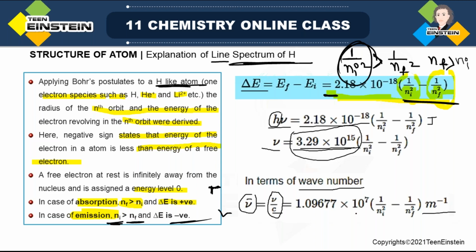1.09677 into 10 to the power 7, rest of the part as it is. Remember, the unit is meter inverse because nu bar is nothing but 1 by lambda, and lambda is wavelength, a distance unit. So nu bar must be distance inverse, that is why it is meter inverse. Now, if you remember, when we discussed Rydberg's equation, this is actually the Rydberg constant, right? So the same thing we can also derive just by applying Bohr's postulate. Fine.